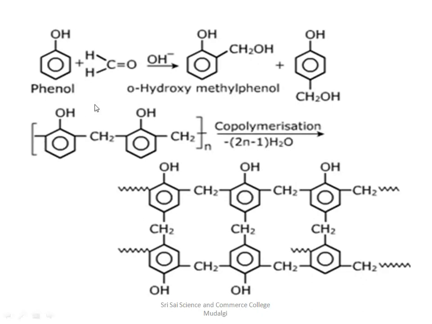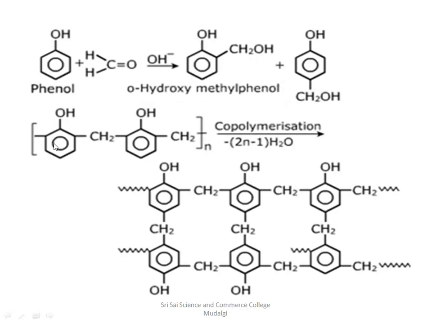Now as I told, the monomers in Bakelite are what? Phenol and formaldehyde. What is formaldehyde? HCHO. Phenol is C6H5OH. Here it undergoes reaction in the presence of an acid or base catalyst. Base is OH minus. So it forms what? First ortho hydroxy methyl phenol. So this is the ortho position, right? So ortho hydroxy methyl phenol, along with the formation of a byproduct.